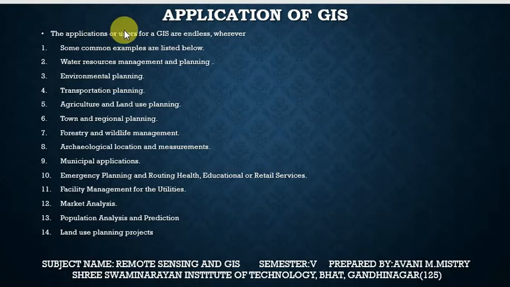Okay, the applications of GIS for users are endless. Wherever, where is GIS used? Some common examples are listed below: water resources management and planning, environmental planning, transportation planning, agriculture and land use planning, town and regional planning, forestry, wildlife management, then archaeological location and measurements, municipal applications, emergency planning, routing, health, education and retail services, facility management for utilities, market analysis, population analysis and predictions, land use planning, project, etc.